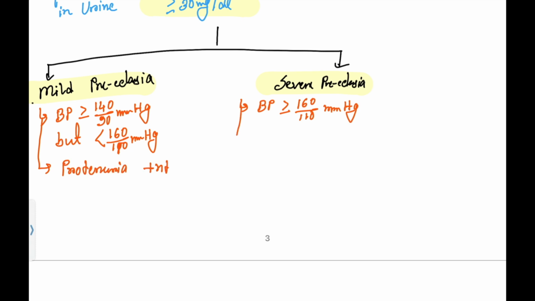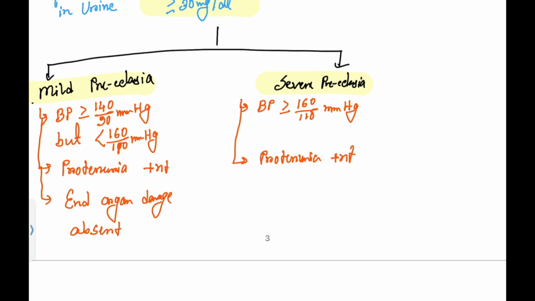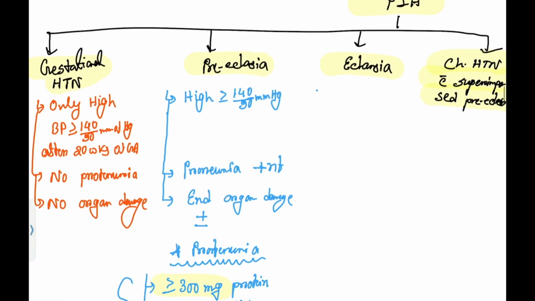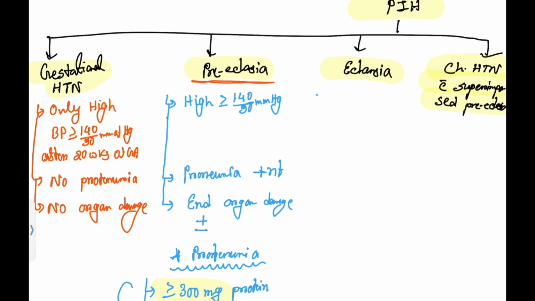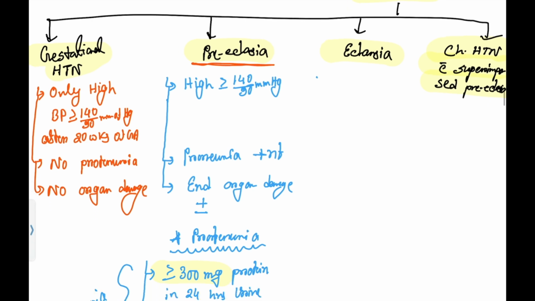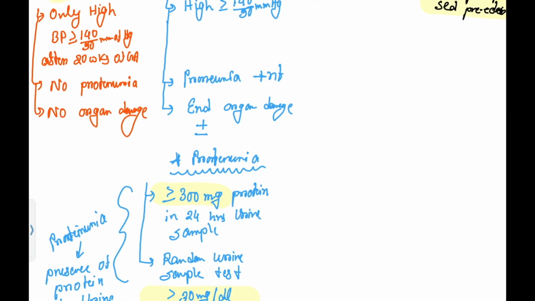Proteinuria present here also. Now again, end organ damage is absent in case of mild preeclampsia, that's why it is mild. But in case of severe preeclampsia, end organ damage is present. So preeclampsia means BP will be more than or equal to 140 by 90 mmHg, proteinuria present, and end organ damage can be present or absent.